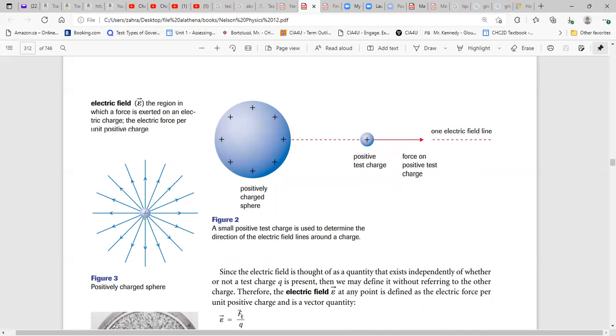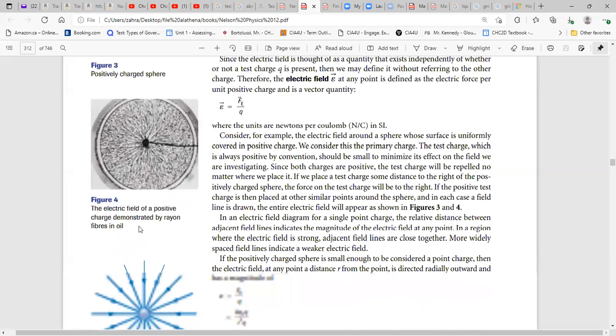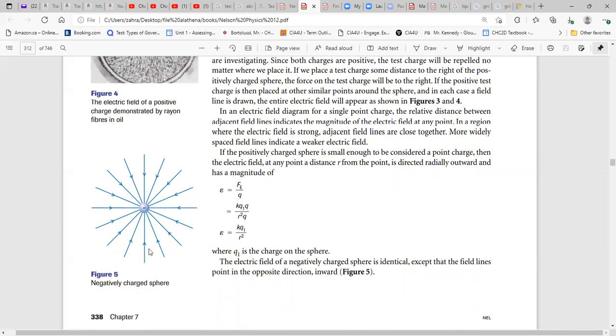For a positive charge, the field goes out of the charge. For a negative charge, the field goes into the charge. And this is the shape.